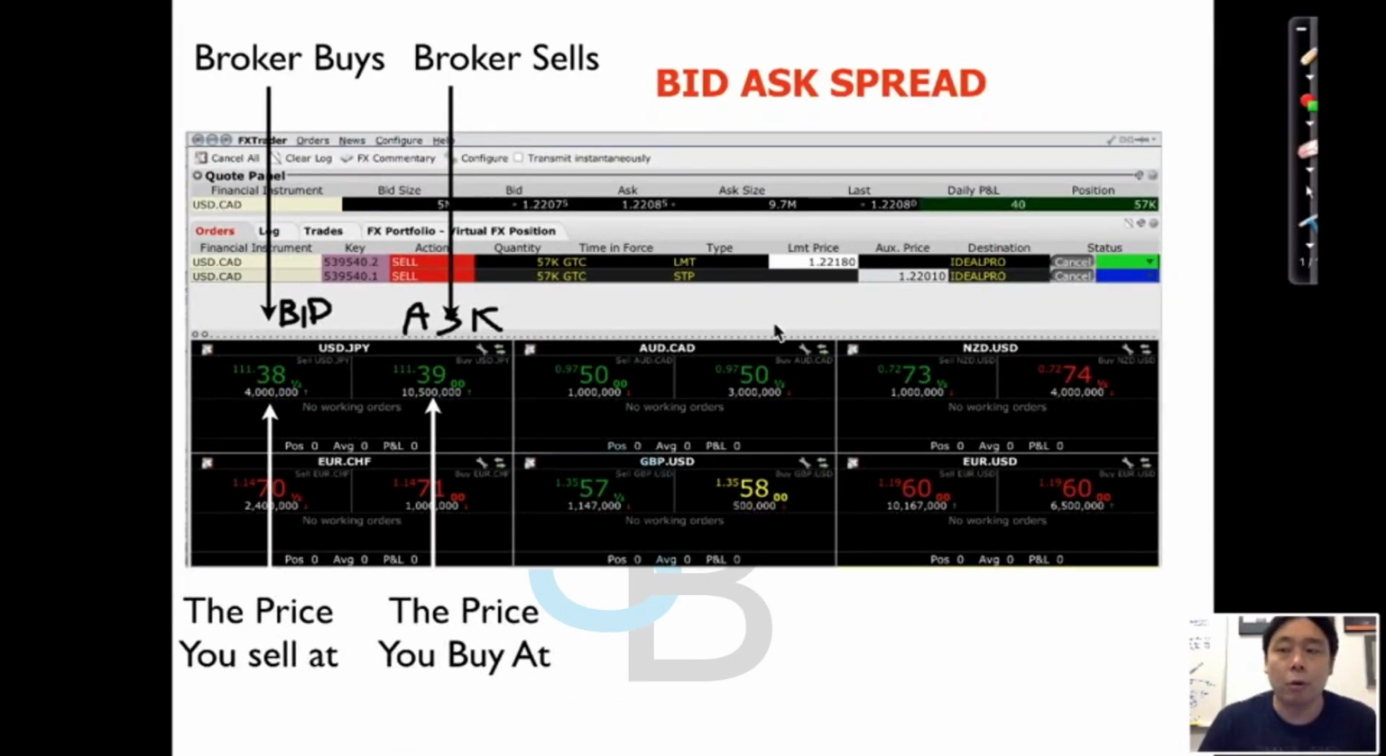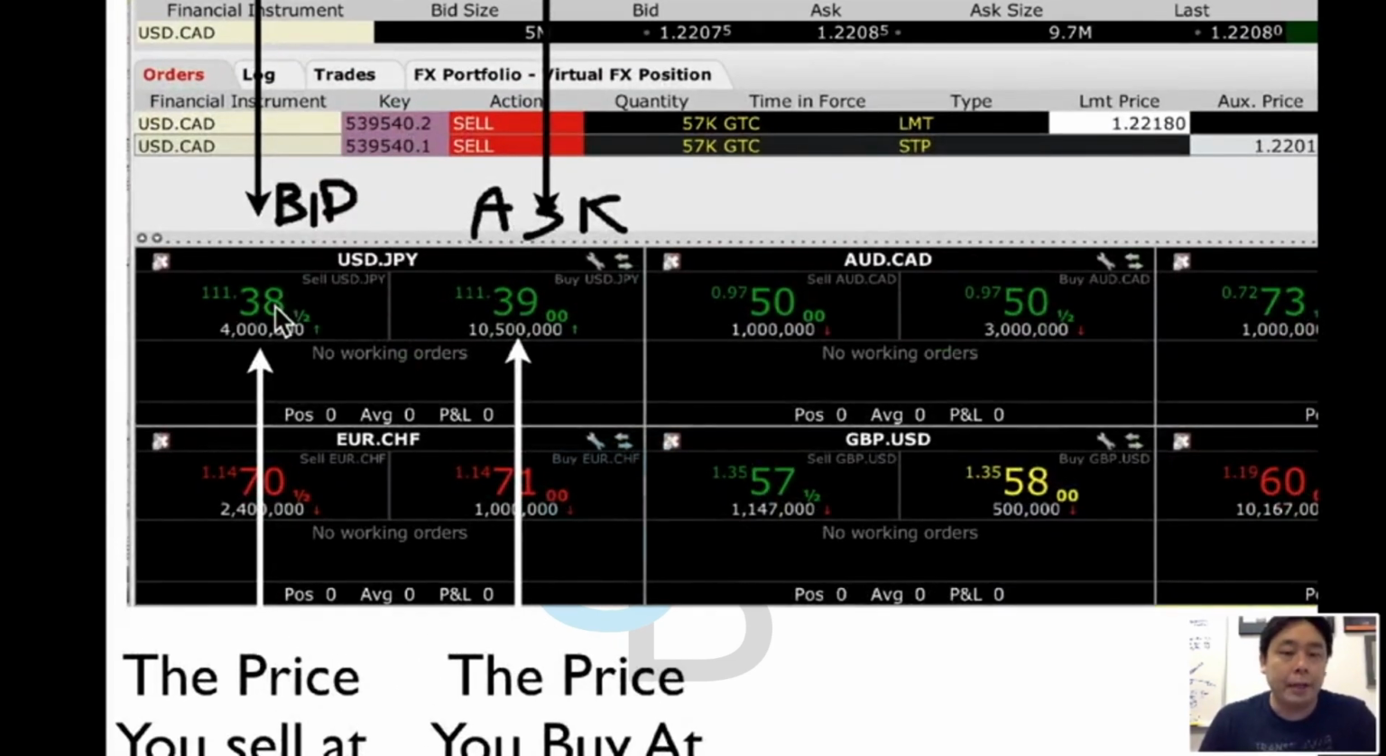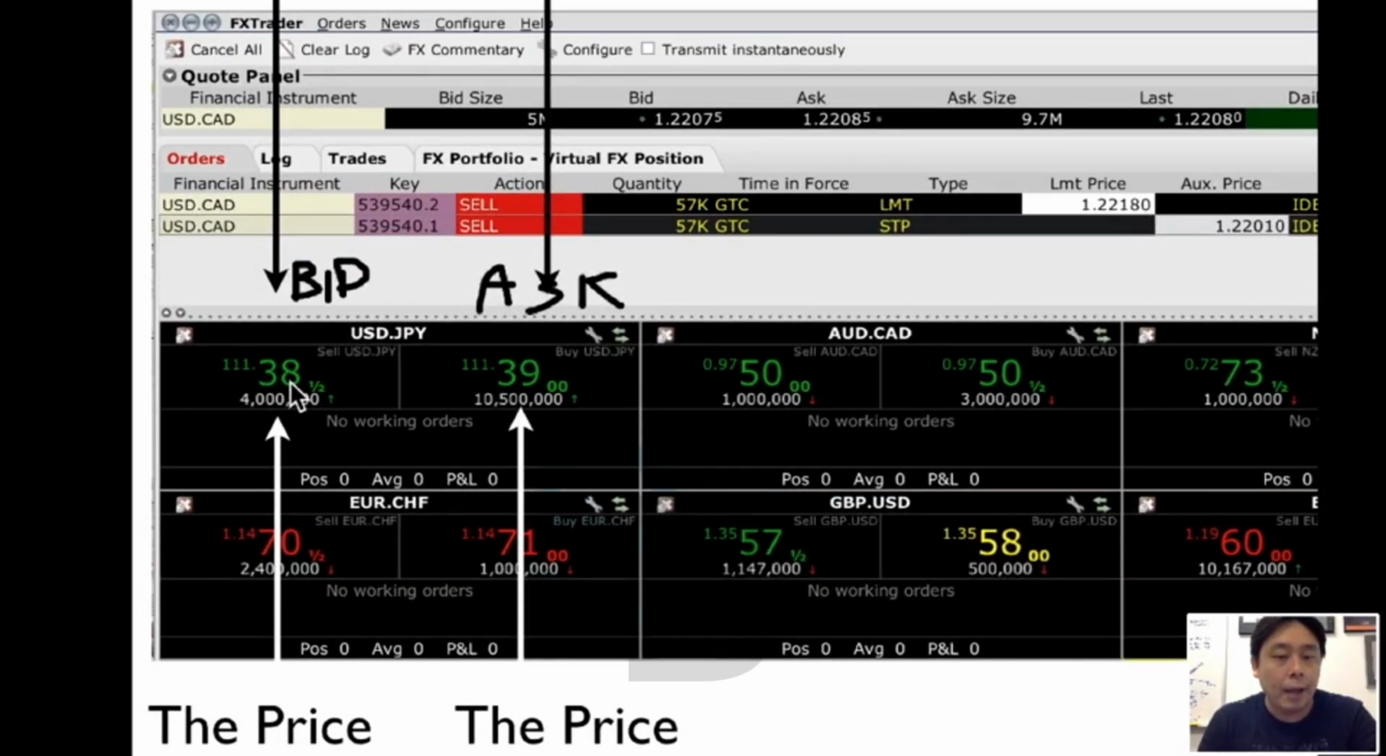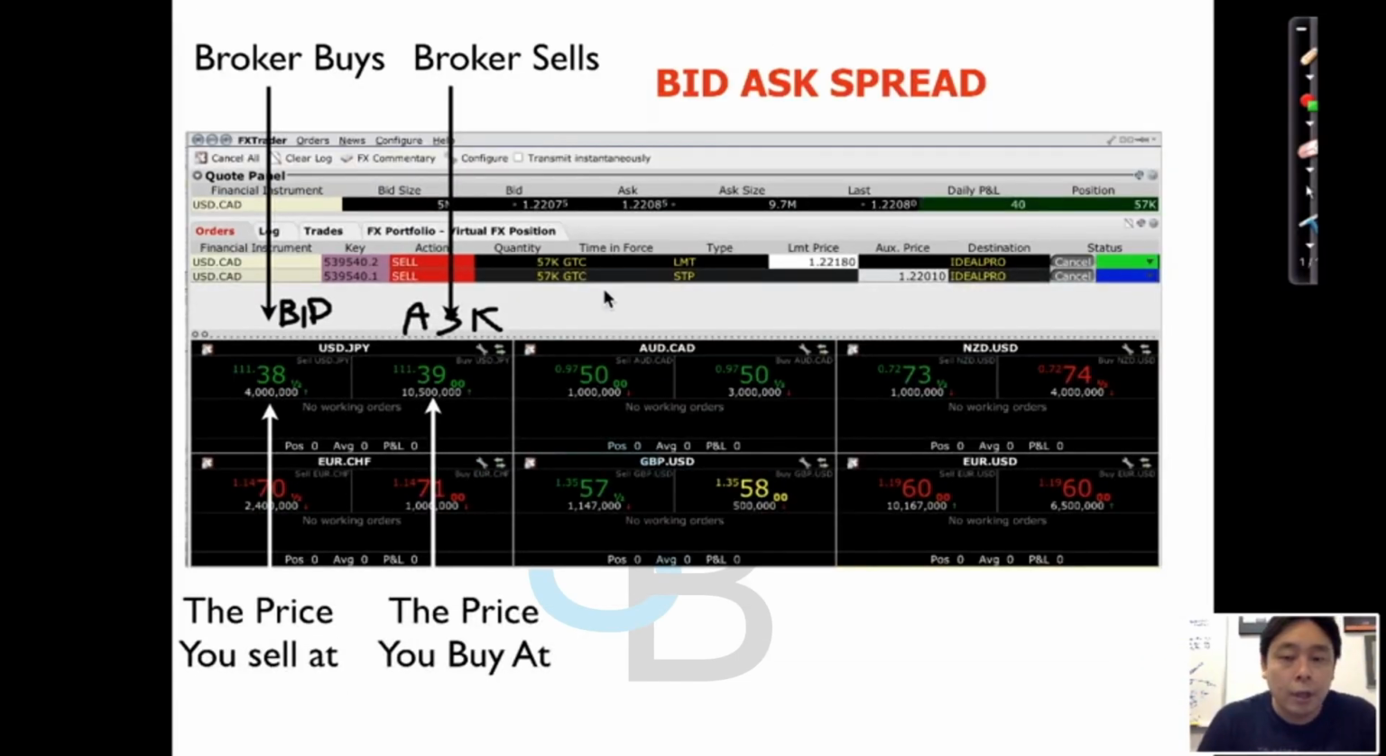Now, why is this important? Because some brokers' bid and ask spread could be as wide as 2 or 3 pips. For example, the bid is 111.38 and the ask could be 111.41. In that case, it's a 3 pip spread. To enter the position, you are paying 3 pips in commission, in a way. When you exit, you pay another 3 pips in commission.